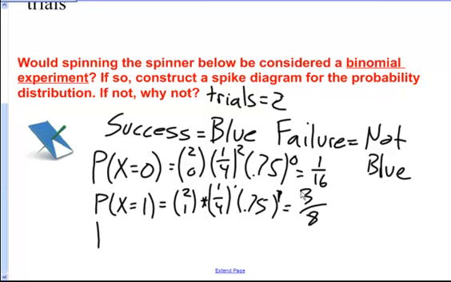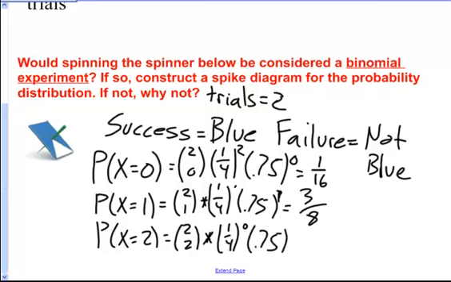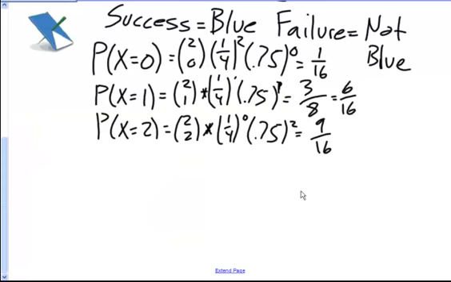Now if we have P of x equals 2, so I landed on blue twice, I succeeded twice, I have 2 choose 2, which is just going to be 1, multiplied by 1/4 to the 0 times 0.75 to the 2. 2 choose 2 is just 1, and 0.75 to the second is 9/16. And the middle one, 3/8, equals 6/16. So if we add those all up, we get 16 over 16.